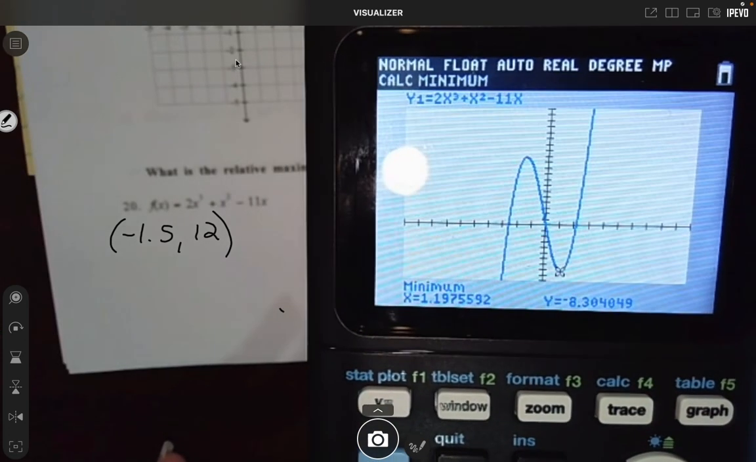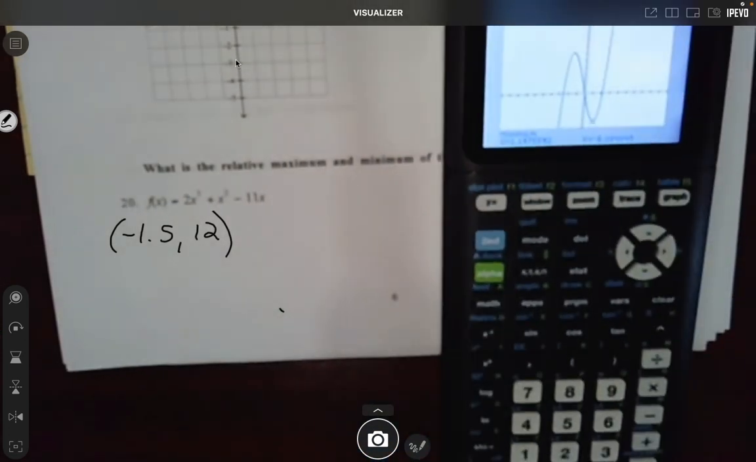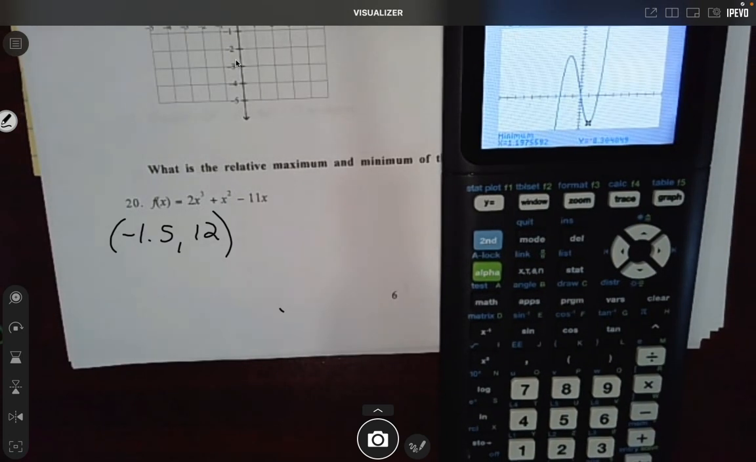1.2, I guess I could do 1.2 and negative 8.3. I don't know what numbers they used. 1.2 and negative 8.3. Or you could have just put negative 8.3. That's also a minimum value. Okay? Is everybody good with that?